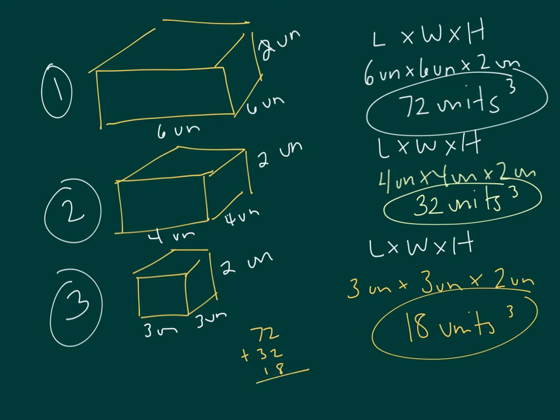8 plus 2 plus 2 is 12. And 7 plus 1 is 8, plus 3 is 11, plus 1 is 12. I kind of ran out of room on the bottom there. 122 units cubed. And that's my answer for this problem. You can see that I found the volume of each one using the formula length times width times height, and I added up each one of these amounts to total 122 units cubed.